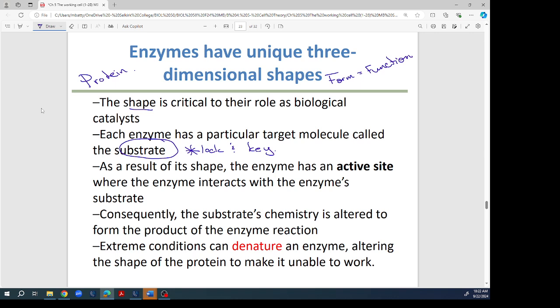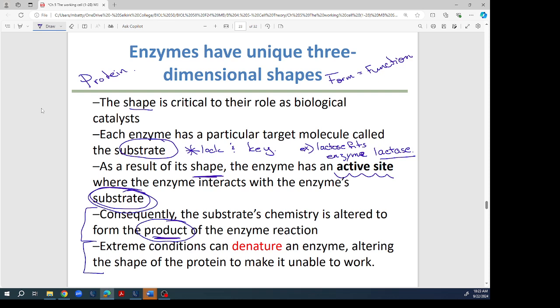If you were to talk about a specific example for these, the milk sugar lactose fits the enzyme lactase in your small intestine. If you're lactose intolerant, it might be that the lactase isn't the right shape. So it's a result of the shape that the enzyme has an active site. It's this active site where the substrate comes in and bonds. As it's held in the active site, that's where the chemistry is altered to make the product. So we had a substrate go in and a product come out.